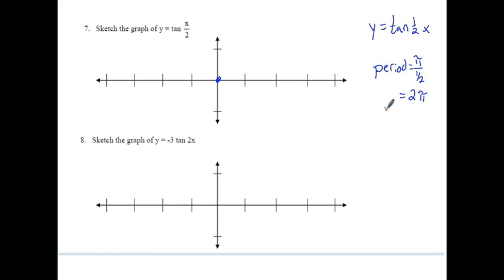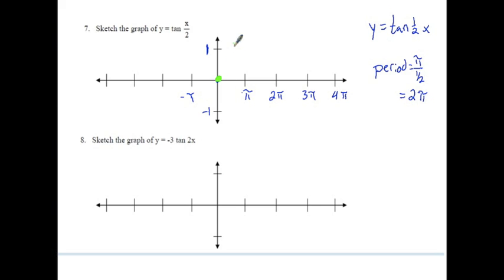Now my period is 2 pi, so let's count. You can do it kind of any way you want to, but I'm just going to go ahead and count my pi's: pi, 2 pi, 3 pi, going left and right. Get the idea there, and then go 1s going up and down just like we've always done. Tangent of 0 is 0.